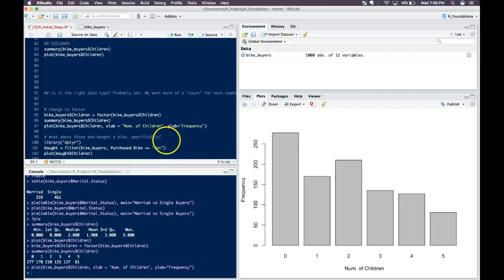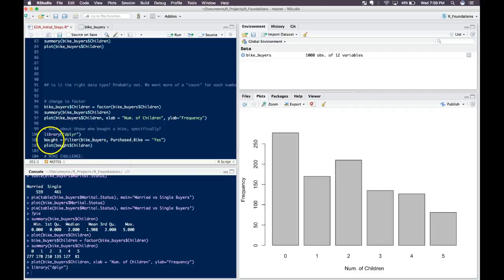So you might be asking yourself questions like, okay, but what about all this data? Like, what about the ones who specifically bought a bike? We want to know about those people. You can filter out, you can create a subset of the data using this dplyr package. We're going to just call it bot. And we're going to use the filter function within the dplyr package.